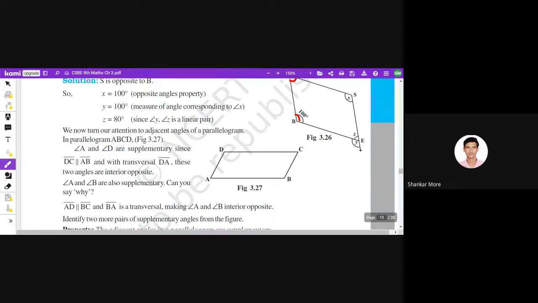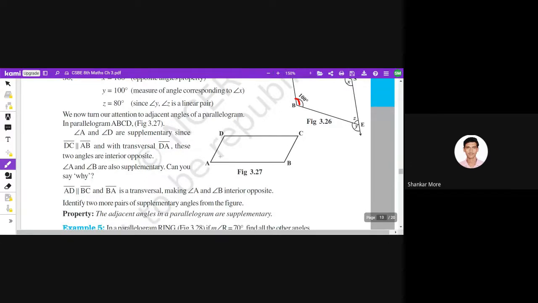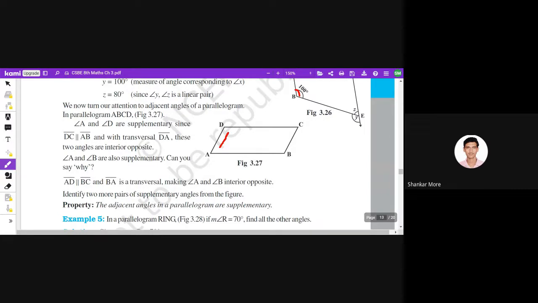So in the parallelogram, angle A and D are adjacent angles, right? And these are supplementary also, since DC is parallel to AB and with the transversal DA, these two angles are interior opposites. So angle A and angle B are also supplementary. Can you say why?